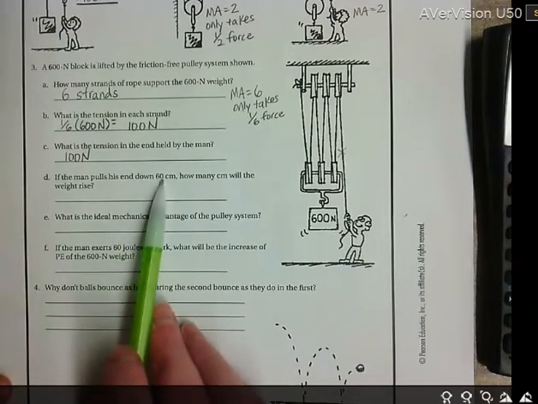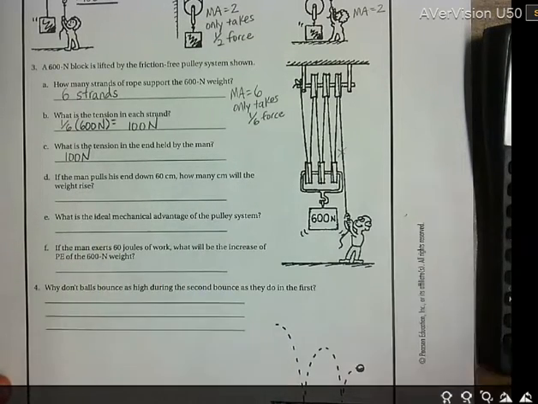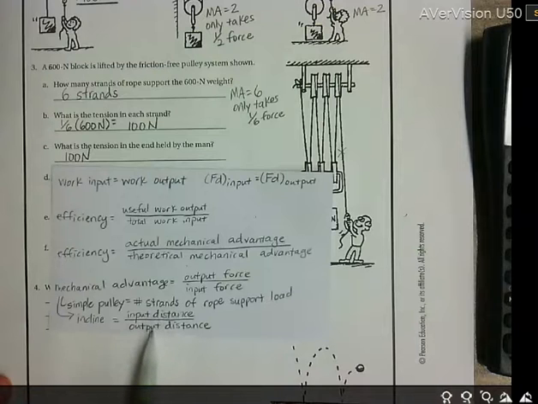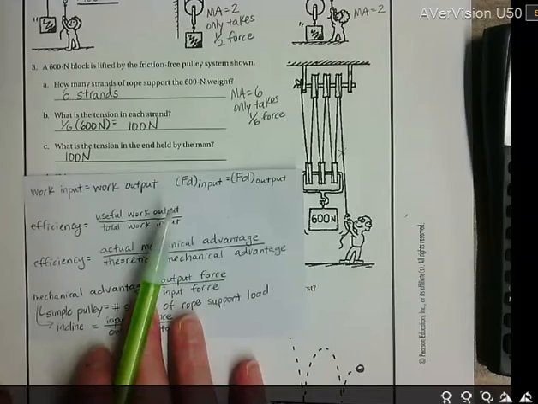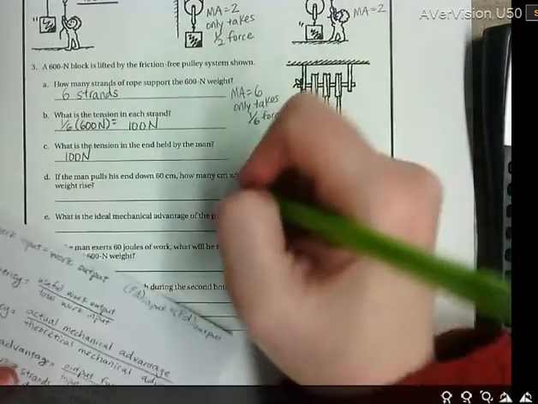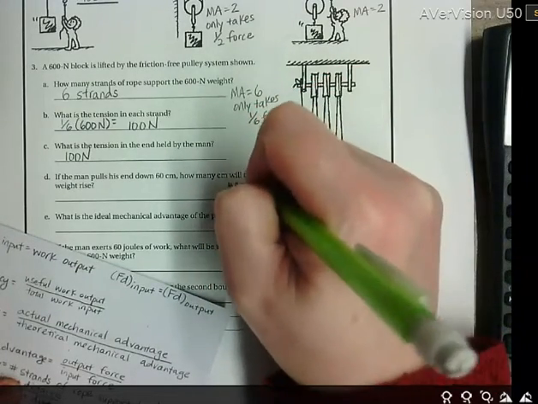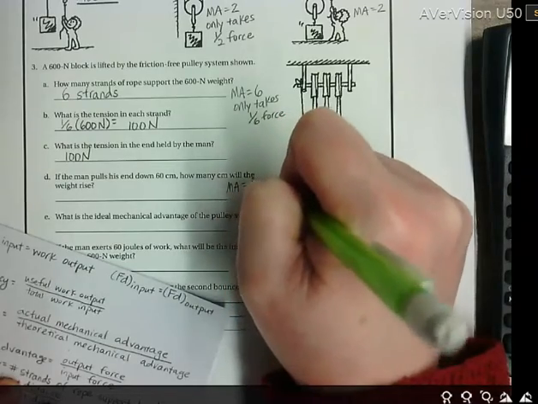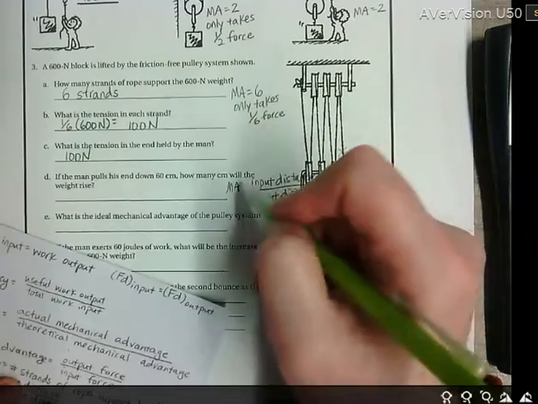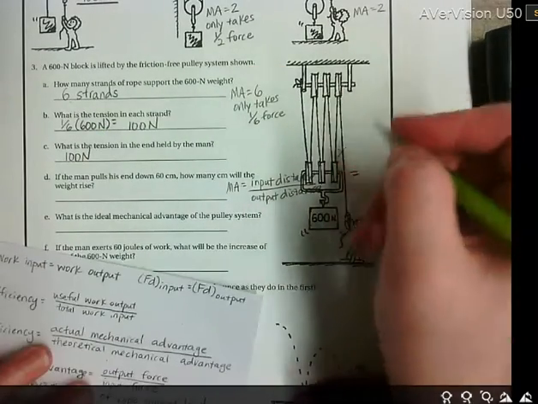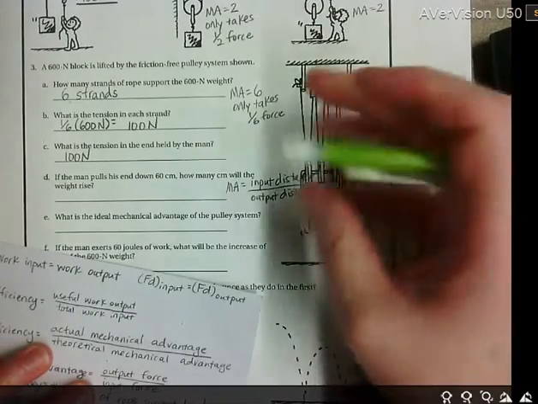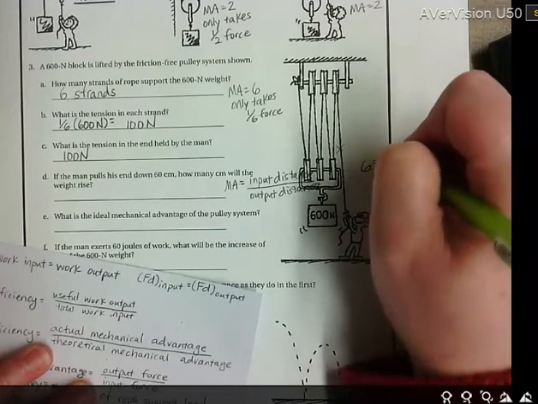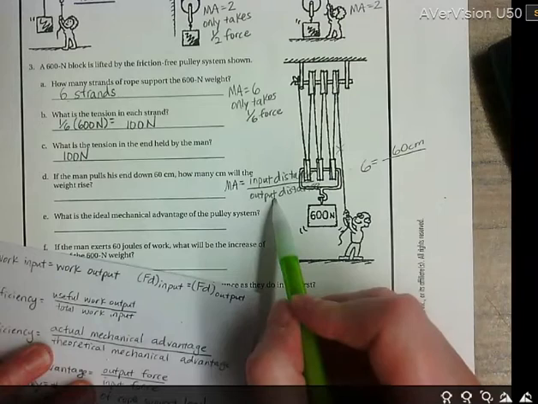If the man pulls his end down 60 centimeters, how many centimeters will the weight rise? So this kind of goes to this idea that our input distance and our output distance are related by our mechanical advantage. Okay? So our mechanical advantage is our input distance divided by our output distance. So we know our mechanical advantage is 6 because there are 6 strands. Now, we know the input distance here is 60 centimeters. The question is, output, how far are we going to lift this up?